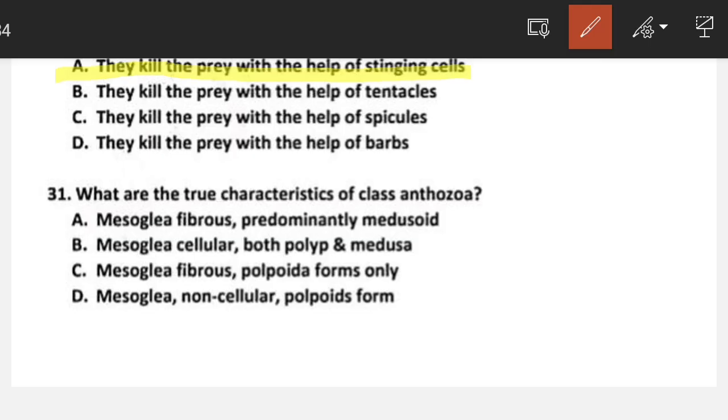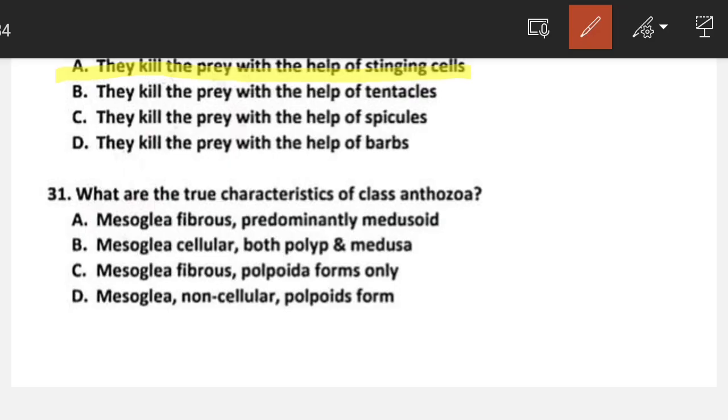Question number 31 is what are the two characteristics of class Anthozoa? Option A is Mesoglea fibrous, predominantly medusoid. Option B is the Mesoglea cellular, both polyp and medusoid forms. And option C is the Mesoglea fibrous, polypoid forms only. And option D is Mesoglea non-cellular, polypoid forms.